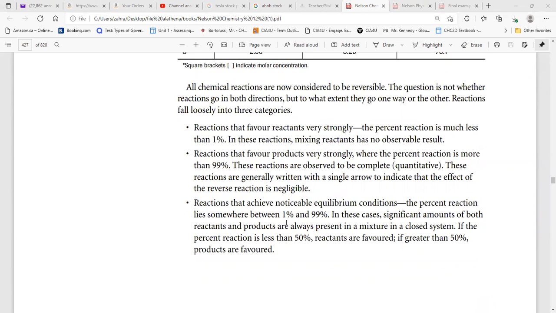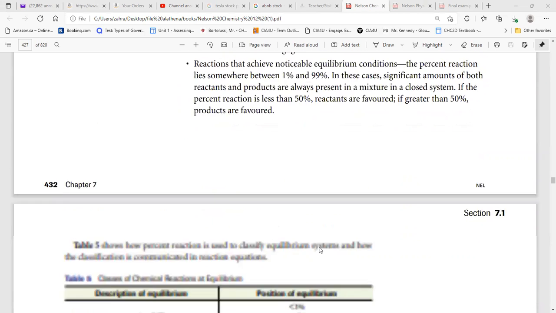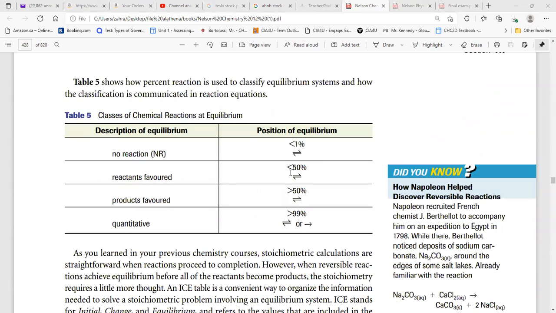For a reaction that achieves somewhere in between, it goes both ways. Less than 50%, your reactant is favored. Greater than 50%, your product is favored.